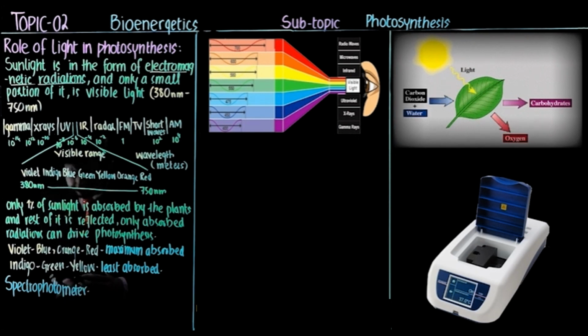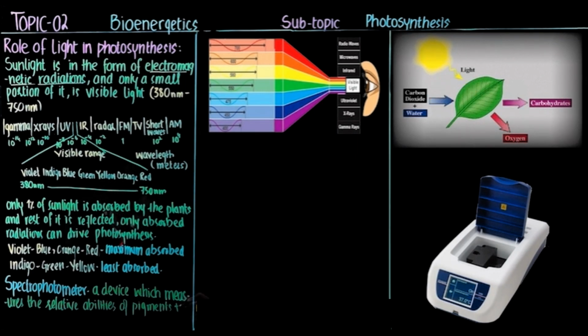Spectrophotometer. So it's a device or instrument which measures the relative abilities of the photosynthetic pigments to absorb different wavelengths.